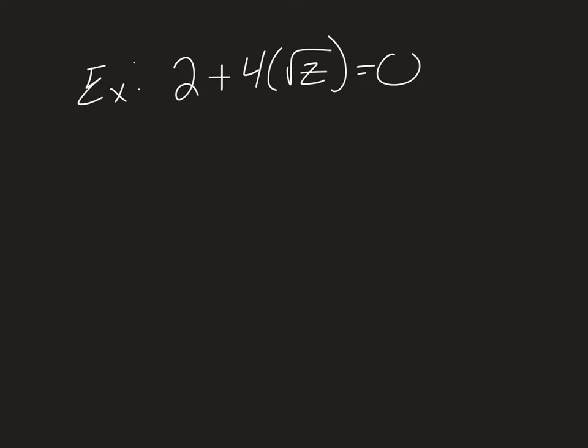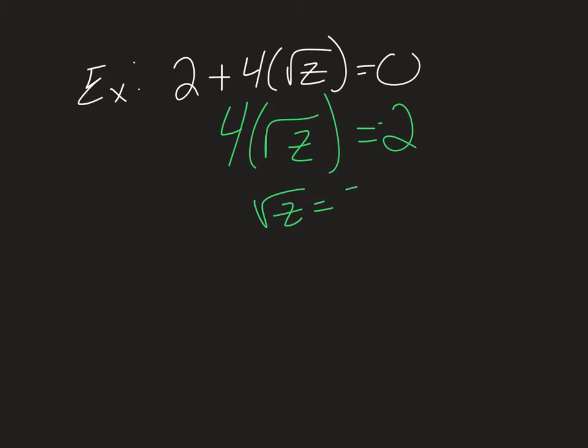So let's look at another example. If we wanted to solve for z in this equation, the first thing we would do is subtract the 2 from both sides. So 4 times the square root of z is going to equal negative 2. And then we can divide by 4. So the square root of z is going to equal negative 2 over 4, which reduces to negative 1/2. And then we're going to square both sides. Okay, so then z is going to equal positive 1/4.